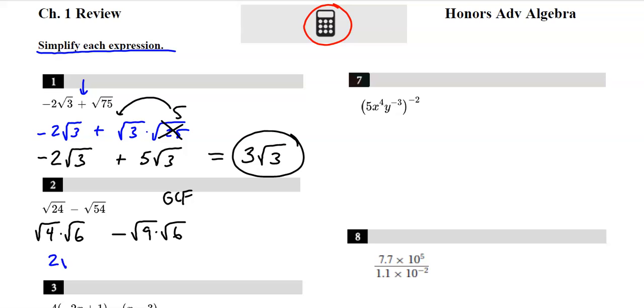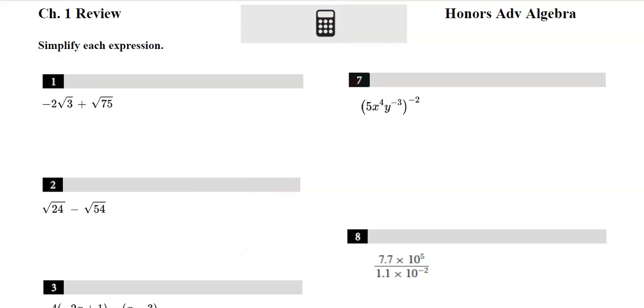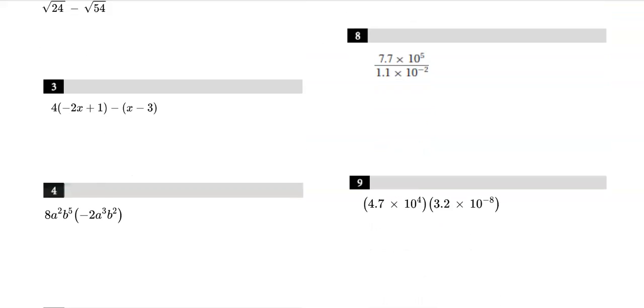So I have 2 radical 6 subtract 3 radical 6. And 2 take away 3 is negative 1 radical 6. Usually they don't leave the 1 there. So if this was a multiple choice test, you'd probably just see that as your answer. All right, moving right along, going down the page.